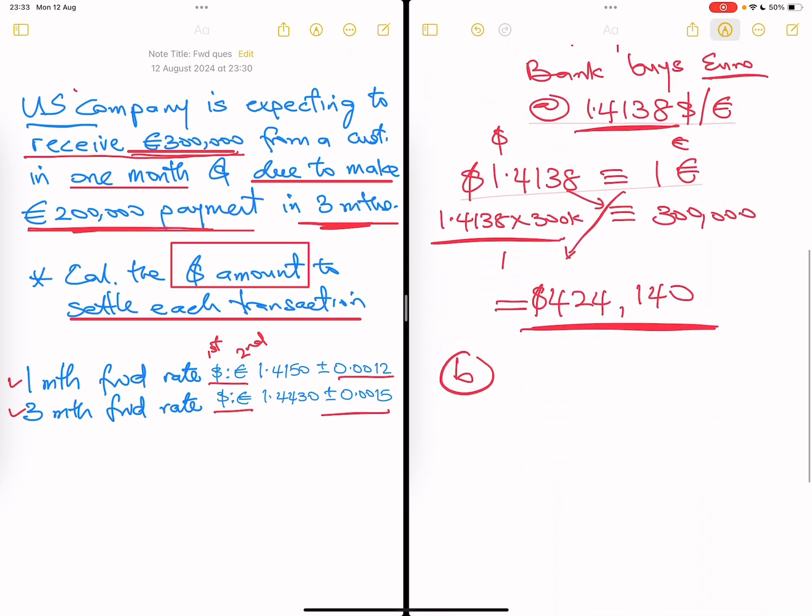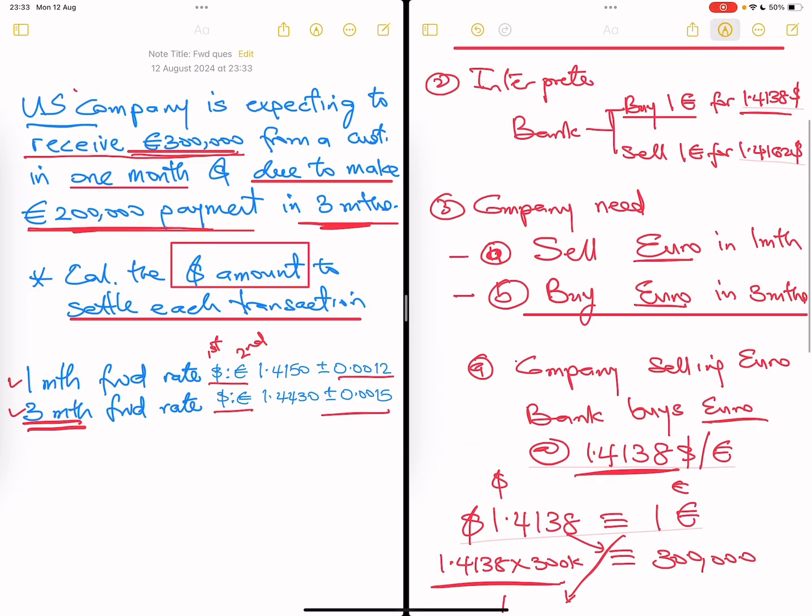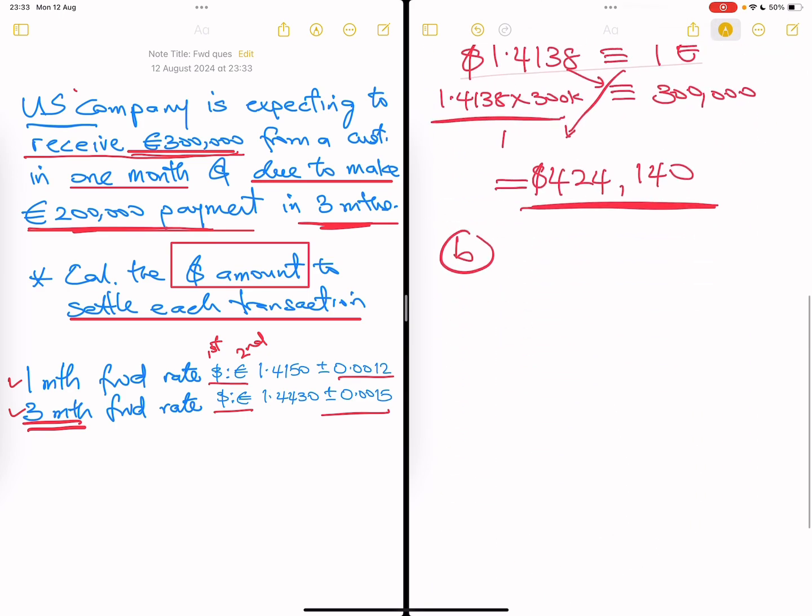Now, let's deal with the second part, which is the 3 months. Which is company needs to buy euro in 3 months. So B is that company needs to buy euro. You don't need to write all this detail down in exams.